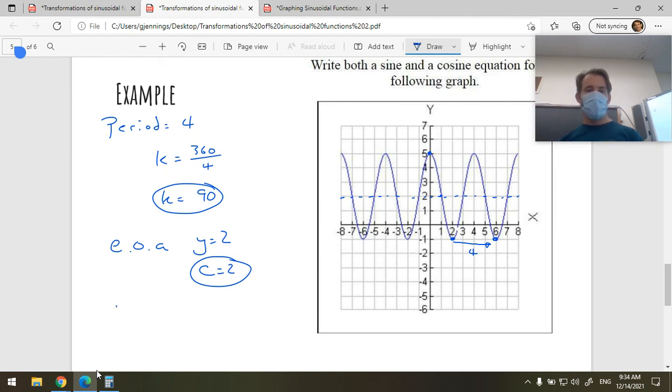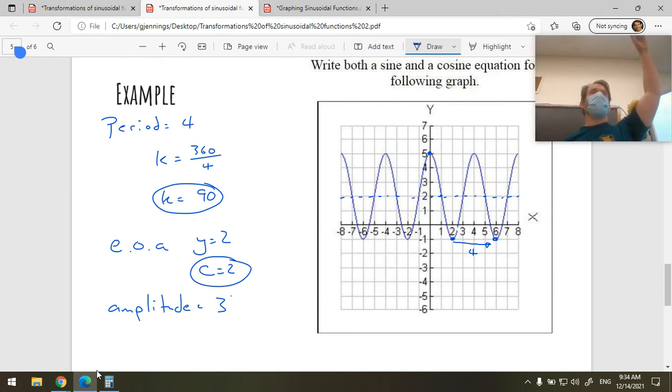So the amplitude equals 3. So what transformation will have a value 3? A, K, C, or D? I want to stretch everything vertically by factor 3. So what am I going to do transformation-wise?